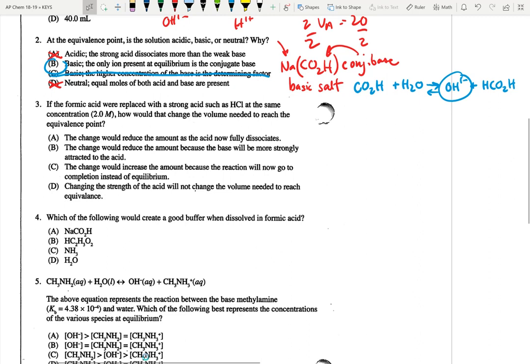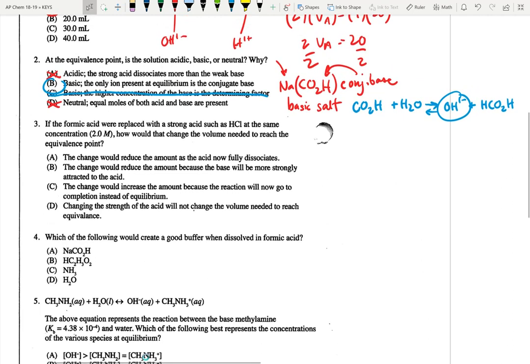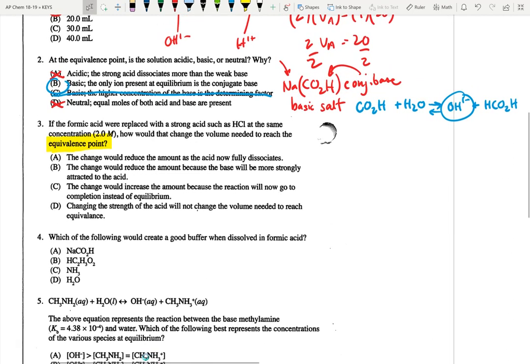Number 3, if the formic acid were replaced with a strong acid, such as HCl, at the same concentration, how would that change the volume needed to reach the equivalence point? It's really important for us to remember here that when we see equivalence point, that means that moles of acid are equal to moles of base. That's what the equivalence point means.